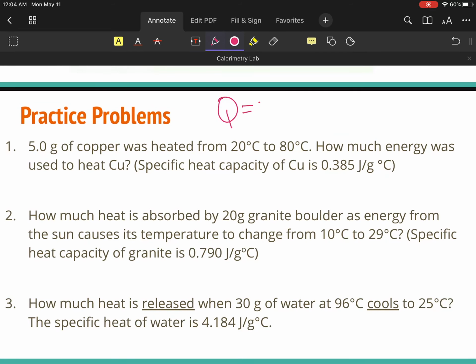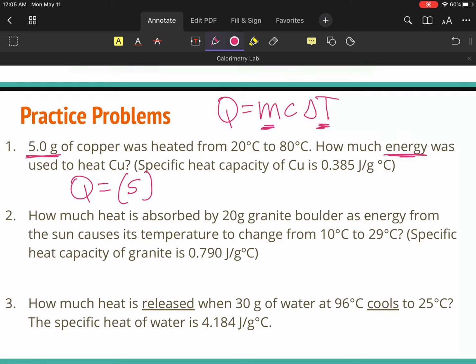So again, we have our formula, Q equals MC delta T. Okay, so number 1, we're looking for how much energy. Our energy is always Q. And then our next thing is mass, M. Remember, we're always looking at the mass of the substance that we're measuring the temperature of. So both of those are in the equation. This says 5 grams of copper, so that's my mass.